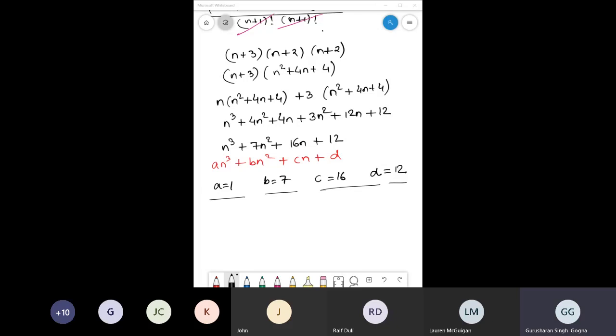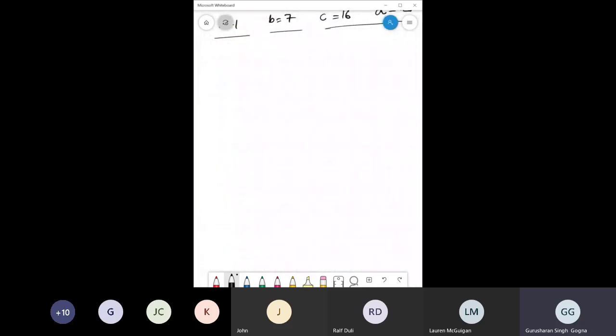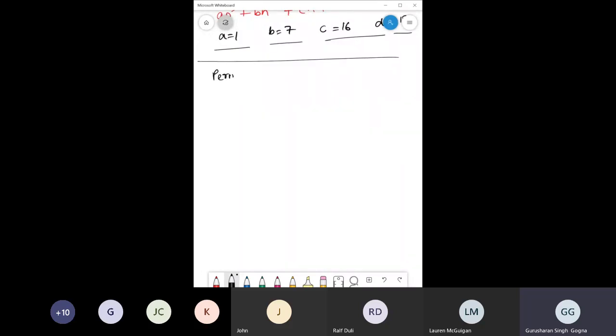Okay, let me see the next type of question here. Okay, so the next part is permutation and combination. So permutation means arrangement and combination means selection, which we will study after this. So what kind of questions they can ask you, and first of all, what do you mean by permutation?